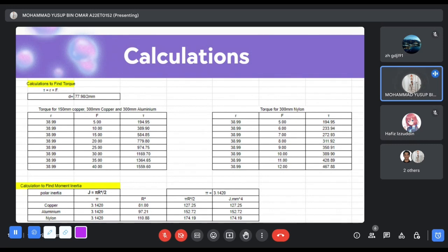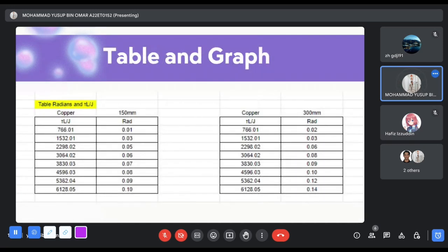Then we also have the calculation to find the moment of inertia. We know the moment of inertia equals pi r^4 over 2. So just use the formula and substitute all the values so we can get the value of moment of inertia for copper, aluminum, and nylon.